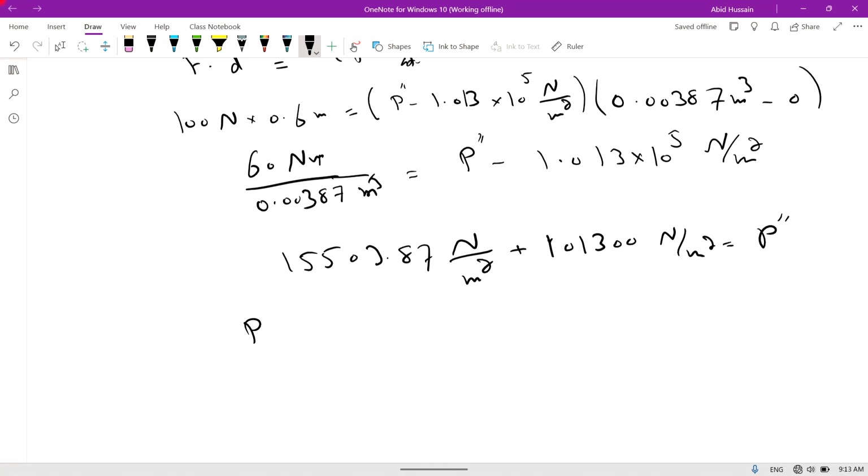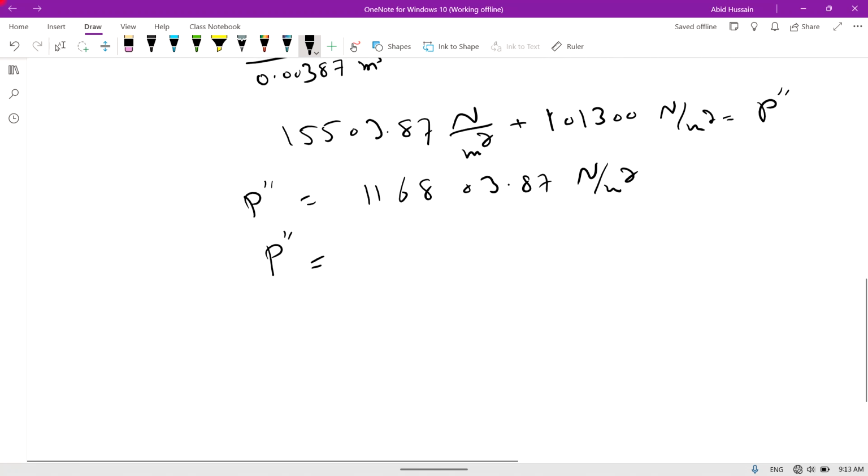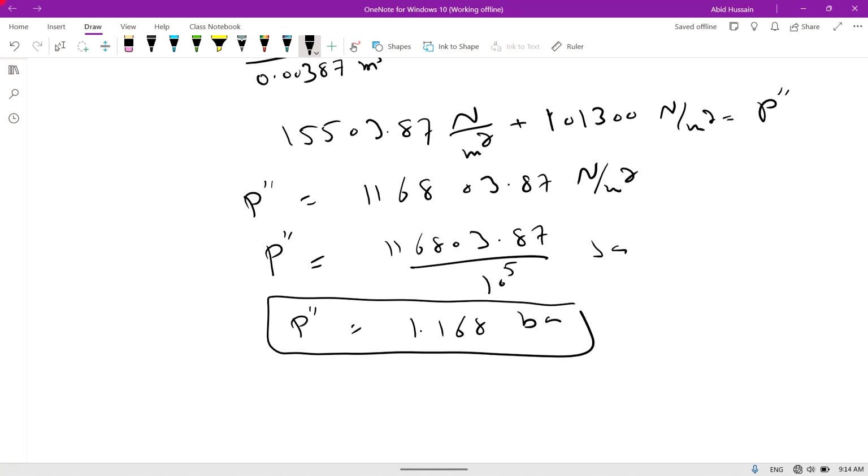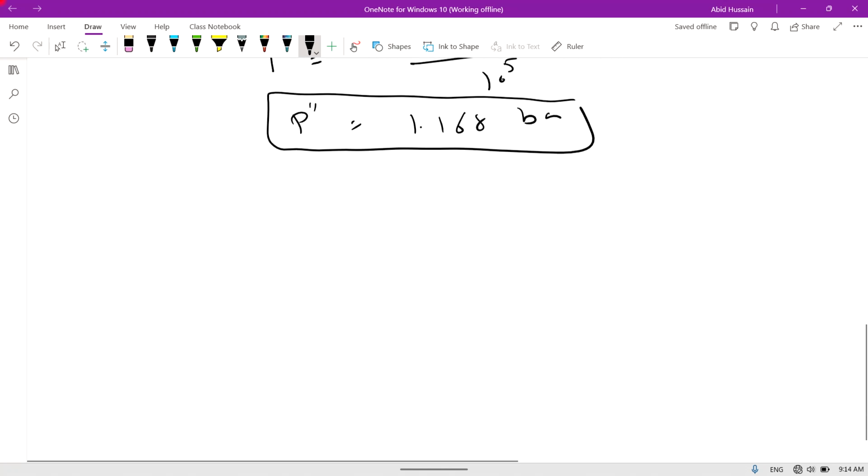Now add these two values, so this will be equal to 116803.87 Newton per square meter. Convert this value into bar, so divide by 10 power 5. 116803.87 divided by 10 power 5 gives bar, because 1 bar is equal to 10 power 5 Newton per square meter. So P double dash is equal to 1.168 bar. So this is the final pressure. Now solution number 2.